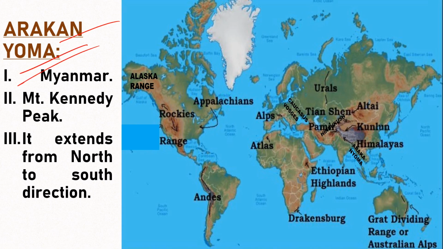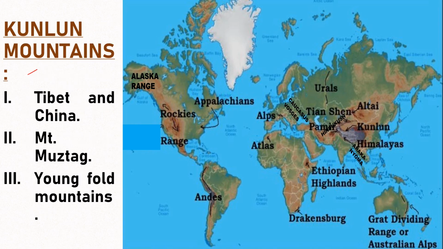Arakan Yoma, the important mountains located in Myanmar here, are the Arakan Yoma Mountains. The highest peak is Mount Victoria. It extends from north to south direction, as you can see here. This is the mountain range Arakan Yoma. So north south direction is the direction which these mountains face.